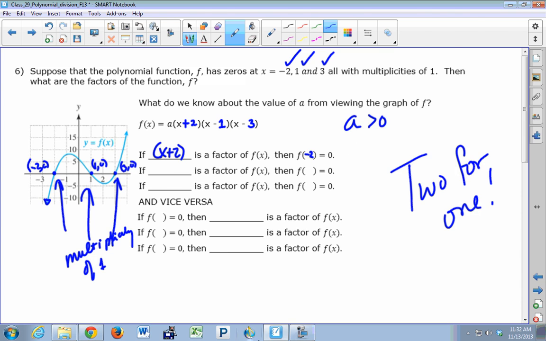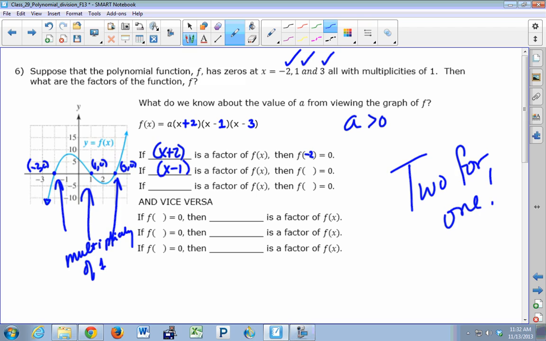Can someone fill the next one in for me? If x minus 1 is a factor of this polynomial, then f of what equals 0? 1. Whatever makes this factor 0 becomes a 0 for the whole polynomial function. And finally, the last one, if x minus 3 is a factor, then f of 3 is a 0. Or vice versa. We can turn this around.